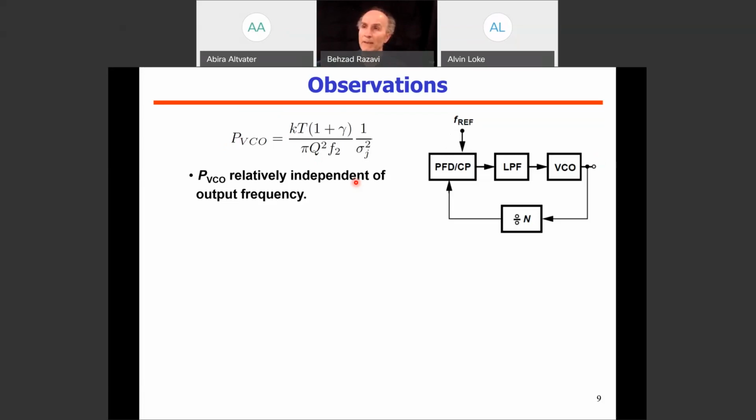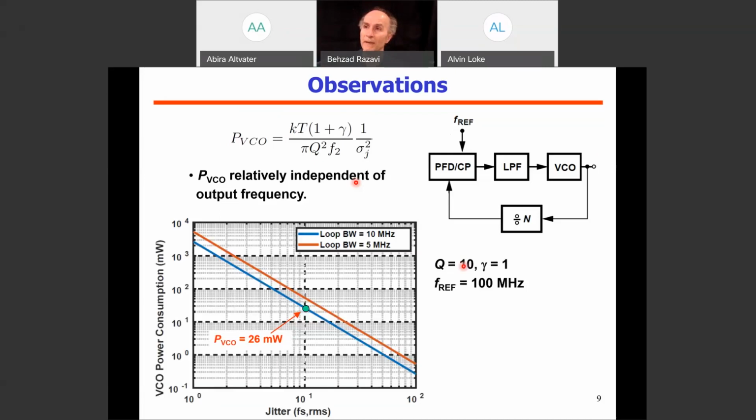I will make some assumptions. We'll assume that Q is 10 for the tank. Gamma, the noise coefficient of MOSFETs, is 1. And the reference frequency is 100 megahertz. And I'm considering two cases, a loop bandwidth of 10 megahertz or 5 megahertz, depending on how we are designing our PLL. So we have here the power consumption of the VCO as a function of the required jitter. And we see that, for example, if the jitter is to be 10 femtoseconds RMS, and the bandwidth of the loop is 10 megahertz, the power consumption is 28 milliwatts.